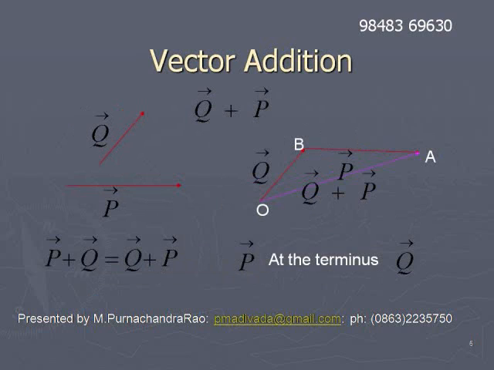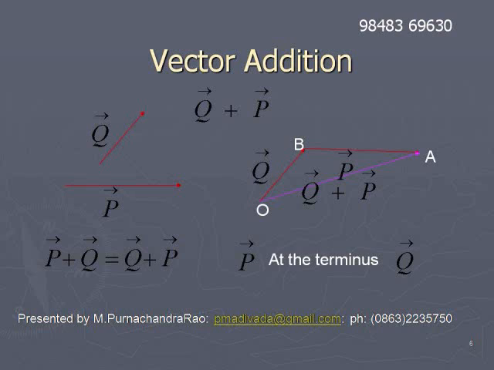Now let us construct the vector q bar plus p bar. That is, we have to add p bar to q bar. So first construct the vector q bar. That vector is OB bar. Q bar is constructed at O as OB bar. Now O is tail, B is head of vector q bar. At the head of vector q bar, construct the vector p bar with its tail coinciding with B.